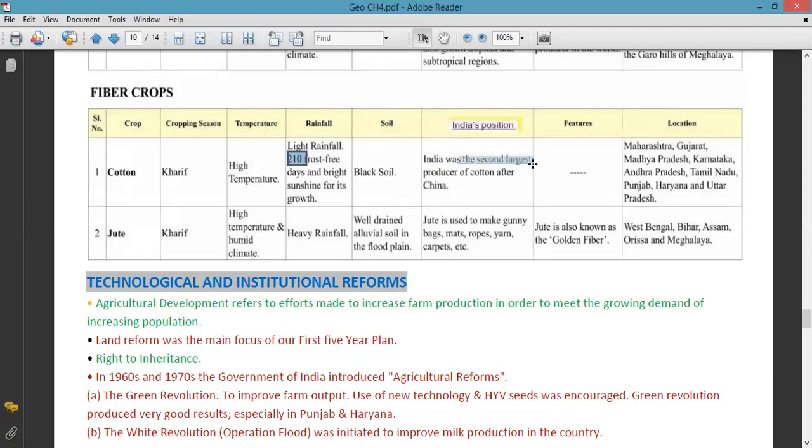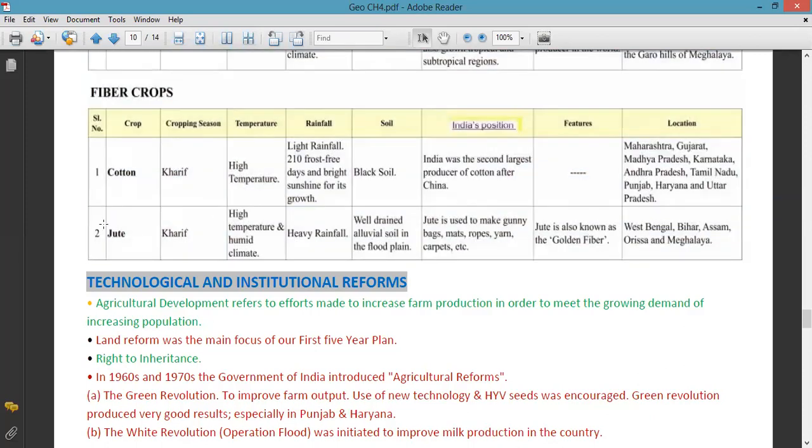India's position: second largest producer after China. China is the largest producer of cotton, and India is second. As per our syllabus, no features are listed, but in practice there are varieties of cotton, and hybrid cottons are available for higher productivity nowadays, and HYV seeds are used for cotton plantation. Major producing states in India: Maharashtra, Gujarat, Madhya Pradesh, Karnataka, Andhra Pradesh, Tamil Nadu, Punjab, Haryana, Uttar Pradesh.